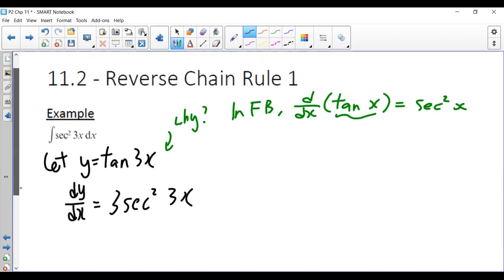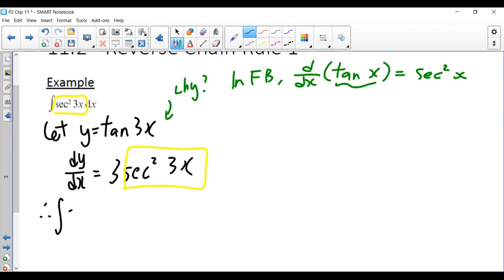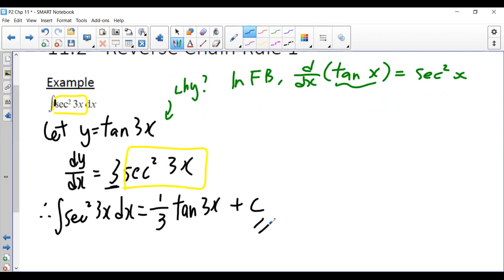Does this reverse chain rule work? Yes, because you can see this term is matching with the question. So therefore, the integral of sec squared 3x dx equals, let's balance the coefficient, it is 3. The question only has a 1. That means it's 1/3 of my guessed answer, tan 3x plus c.